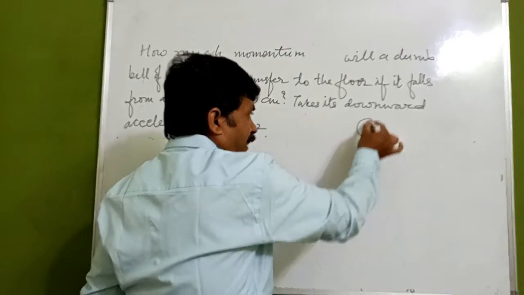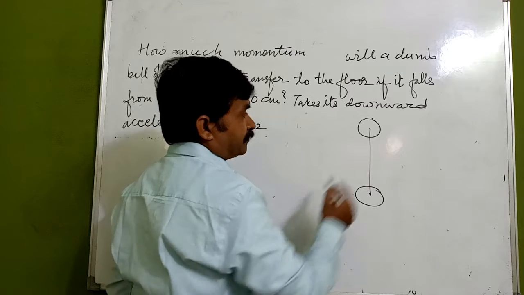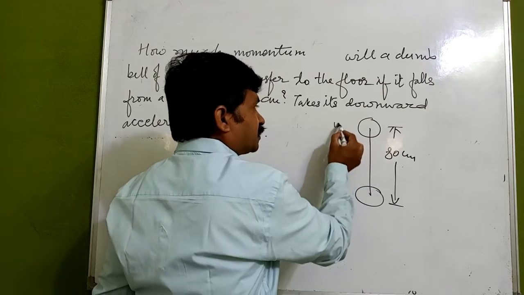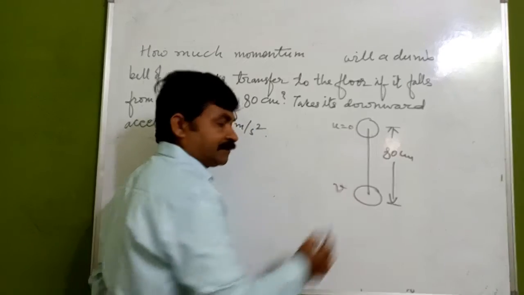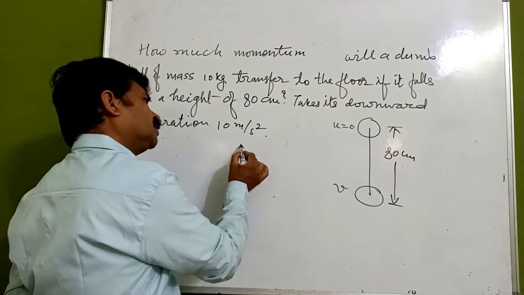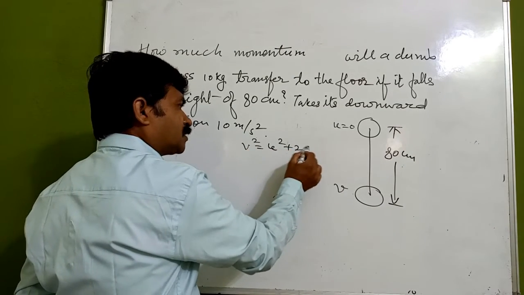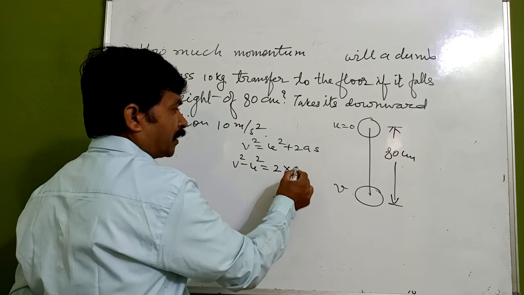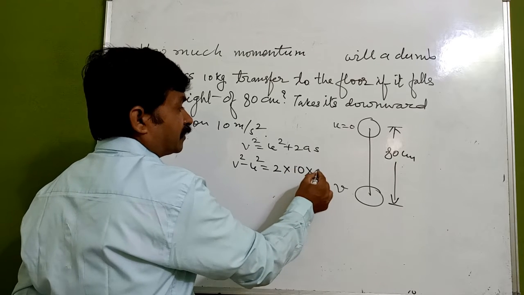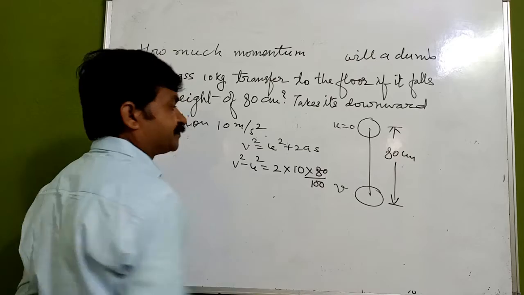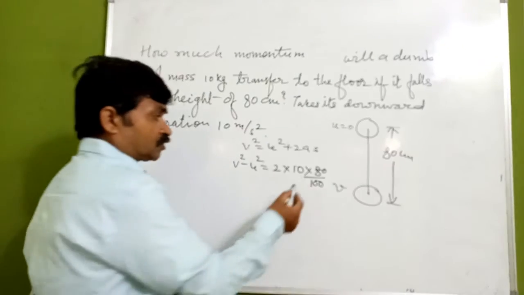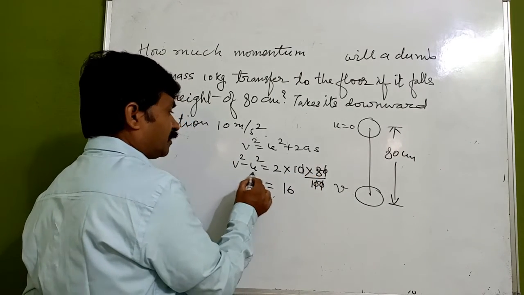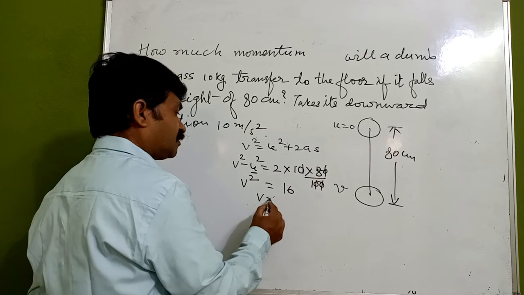Now this dumbbell is coming to the floor, so the height is given to us, 80 centimeter. Its initial velocity is 0, and the final velocity we need to find. So v square is equal to u square plus 2as, that we know. So v square minus u square is going to be 2 into acceleration, that is 10 meter per second square, and the height is 80 centimeter, that is 0.8 meter. So it is going to be 16, and the initial velocity is 0, therefore v square is 16, and v is equal to 4 meter per second.